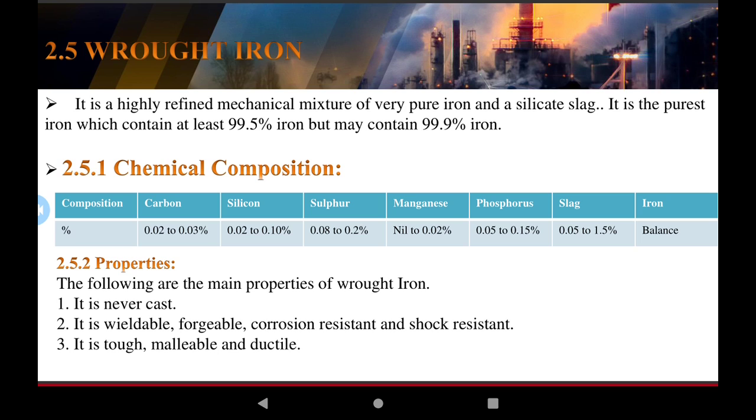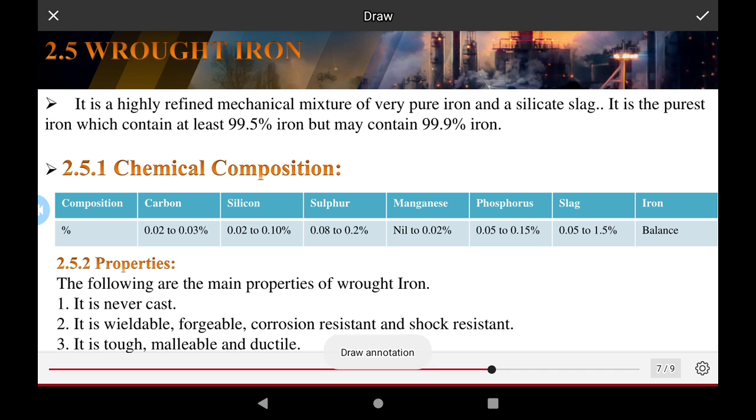Wrought iron. I present here wrought iron. It is a highly refined mechanical mixture of very pure iron and silicate slag. It is the purest form of iron, containing at least 99.5% iron but may contain up to 99.9% iron.